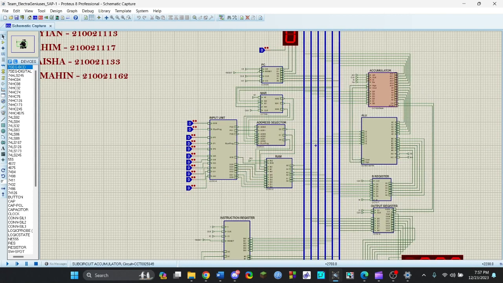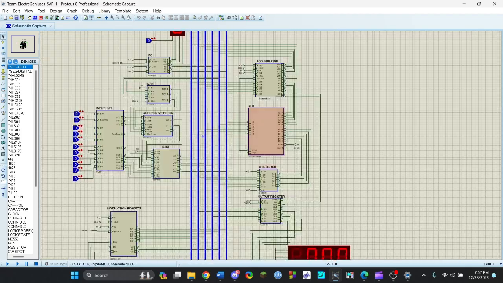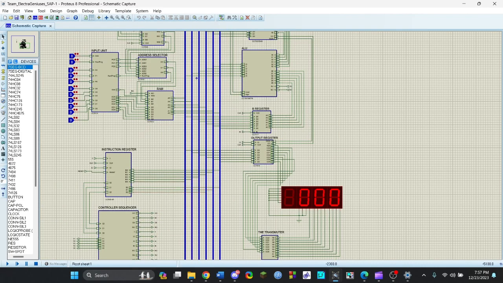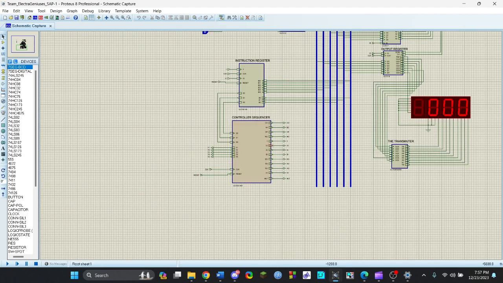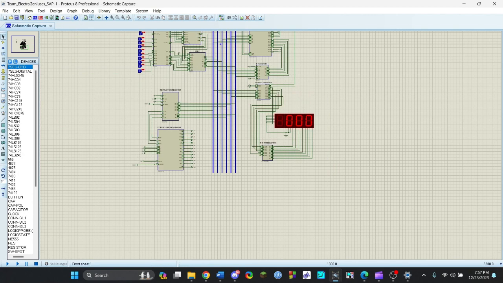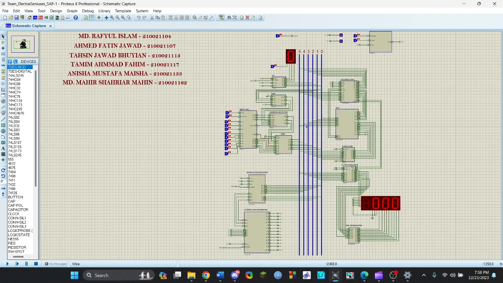Then we have our accumulator, arithmetic and logic unit, B register, output register. Then we have our instruction register, control sequencer, and finally our output unit and 7-segment display. So I'm going to describe these components to you.